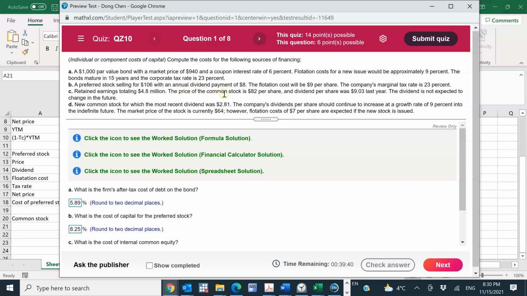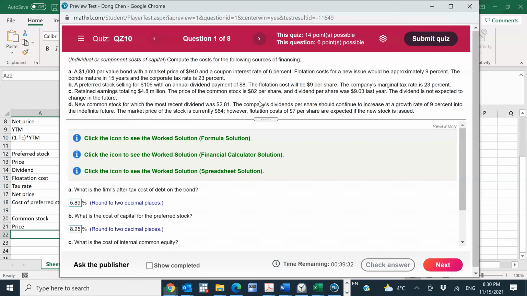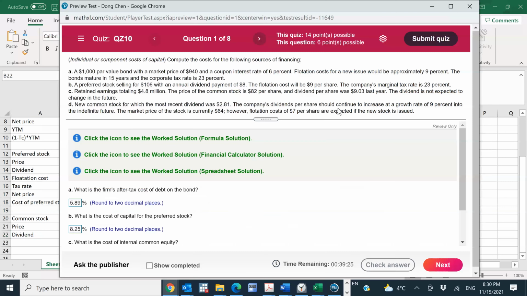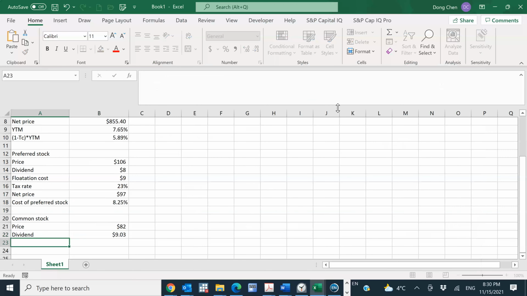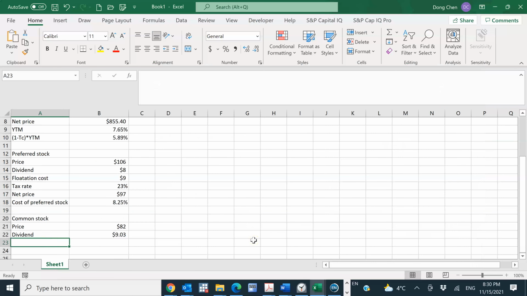So the first information I want to put down is the price. Price is $82. And the second information is dividend, $9.03 last year. In this case, it's actually very special because normally we assume the dividend of common stock will grow, but in this case, it's assumed to be constant. So we don't have to worry about that small g, the growth rate of dividend.